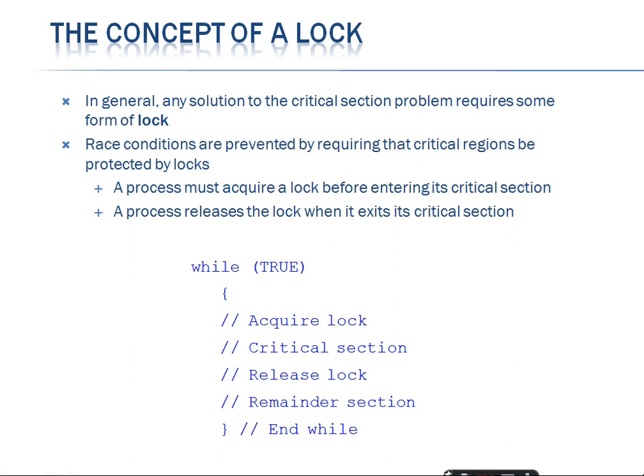A process must acquire a lock before entering its critical section. So it is the responsibility of a process to gain access to this lock before it enters its critical section. A process releases the lock when it exits from its critical section. So first it should acquire a lock, then it should enter its critical section and execute the critical section. As soon as it finishes the critical section execution, it must release the lock and then enter the remainder section.